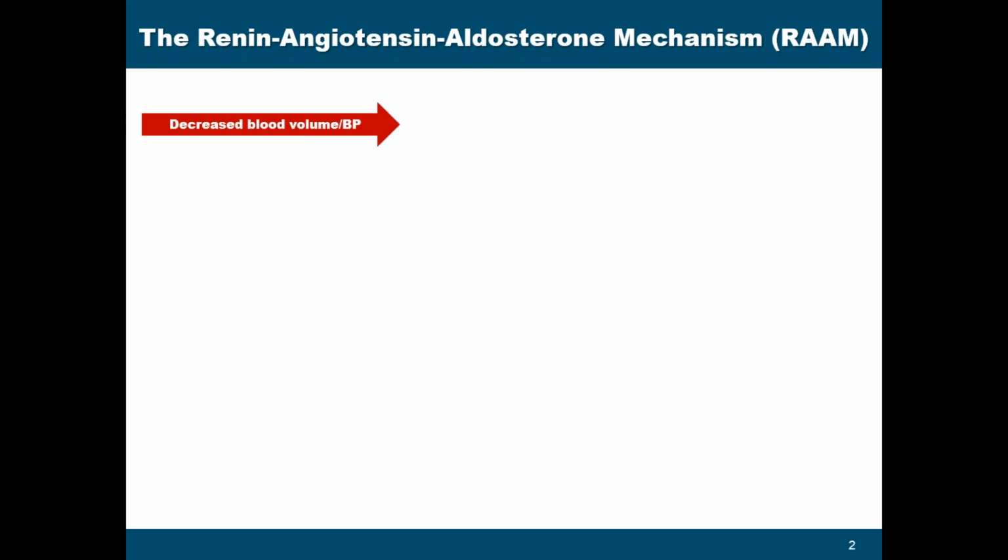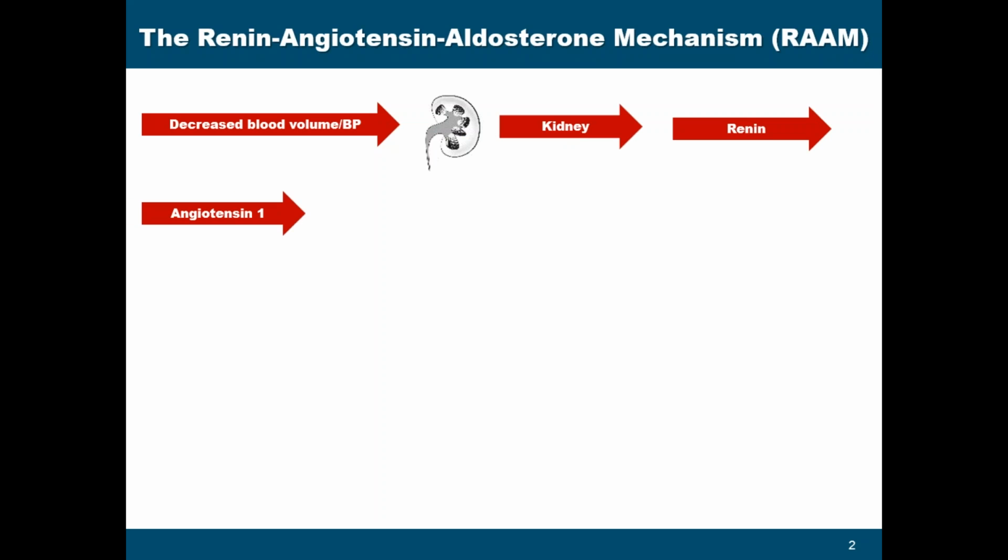The process starts when the body senses that there is a decreasing blood pressure or a decreasing blood volume. For example, the person has a massive hemorrhage. The body will start the process because of a decreasing blood volume or blood pressure. Next, the kidney will be stimulated to release renin. And renin will cause the formation of angiotensin 1.